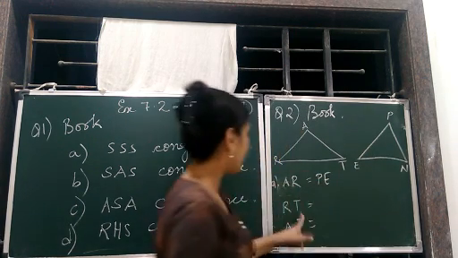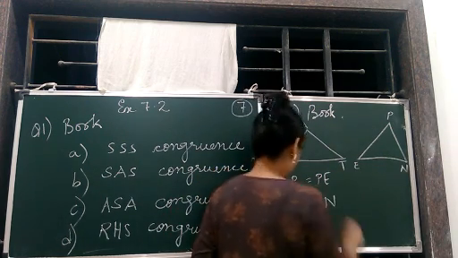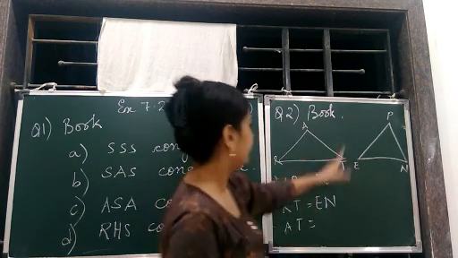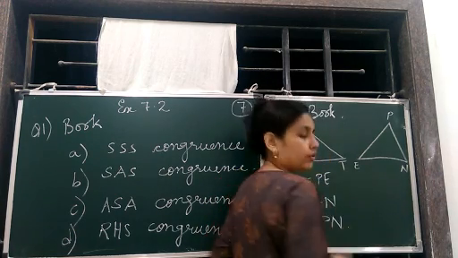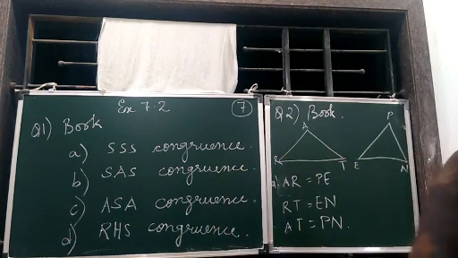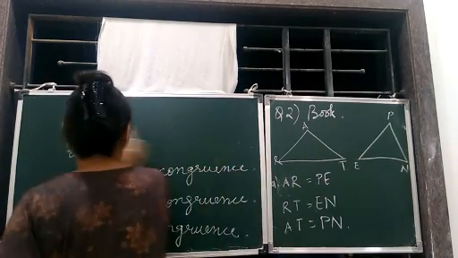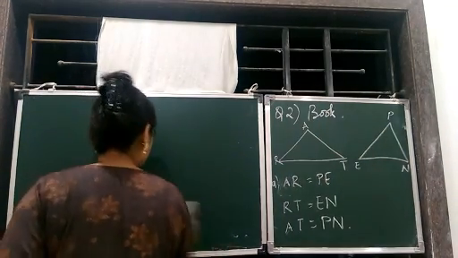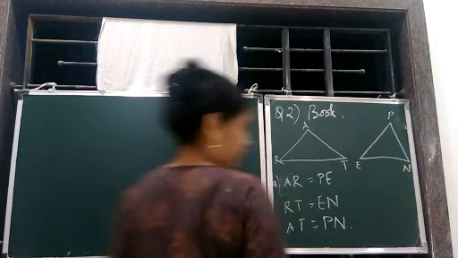Which side is equal to RT? EN. Which side is equal to AT? PN. Okay. So this is how we complete the first one. Then we go to the second one. That is B.